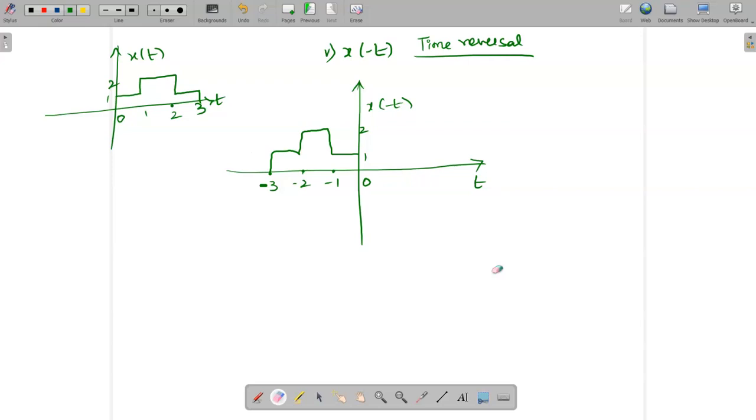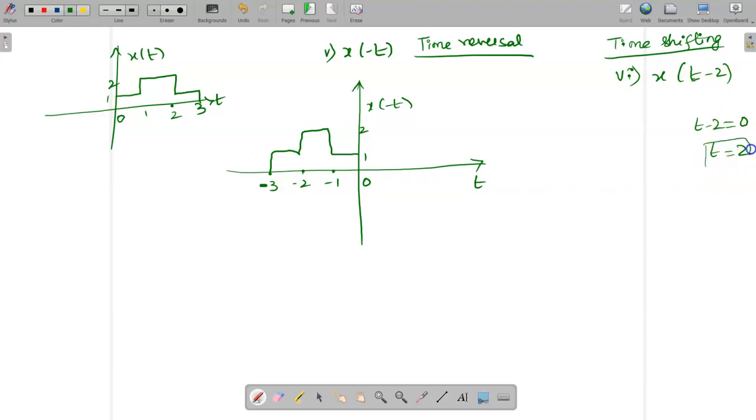Then the sixth problem. Sixth problem is x of t minus 2. So t has been added or subtracted with some values, then it is said to be a time shifting operation. So time shifting operation means just use the value whatever you have within the braces, t minus 2 equal to 0. So t is equal to 2. Time scaling means equate it to 1, because it is multiplication, you are equating to 1. Here it is addition or subtraction, so equating to 0. So t is equal to 2.